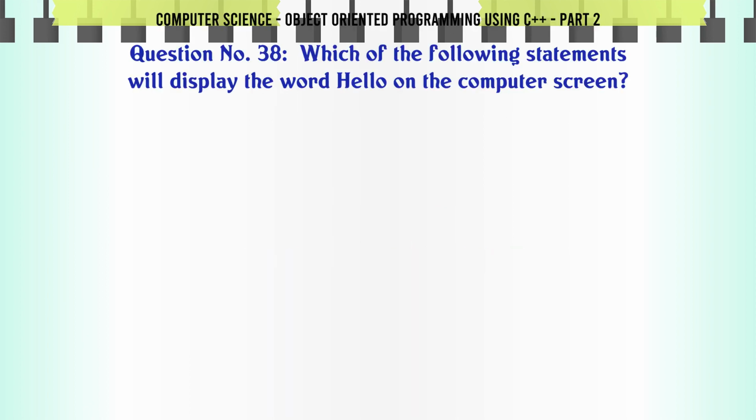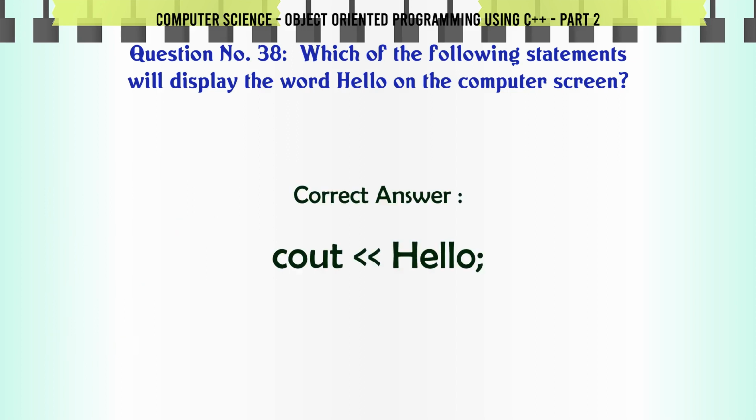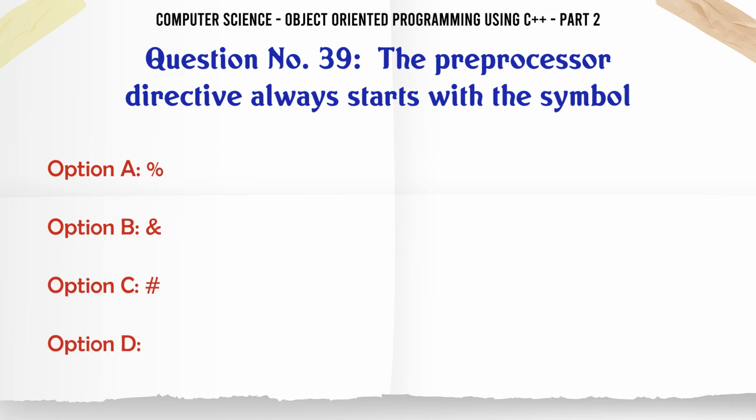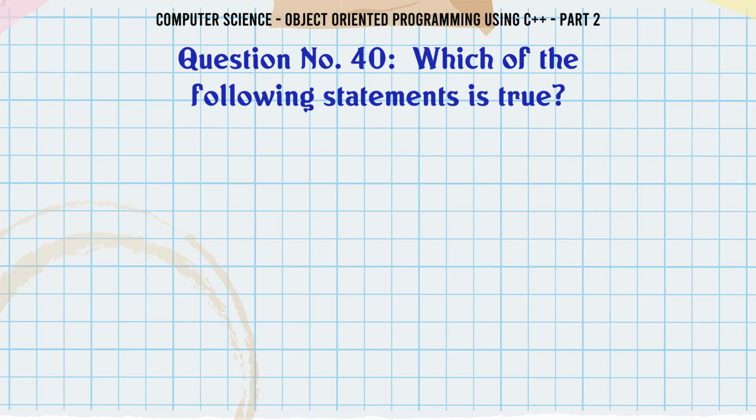Which of the following statements will display the word hello on the computer screen? A. Sin hello, B. Sin hello, C. Coot hello, D. Coot hello. The correct answer is Coot hello. The preprocessor directive always starts with the symbol: A, B, C, D.